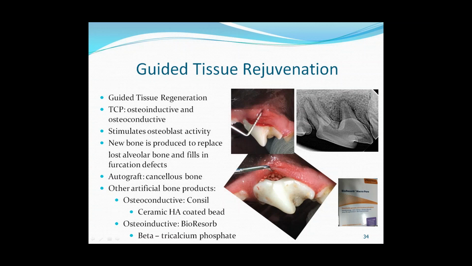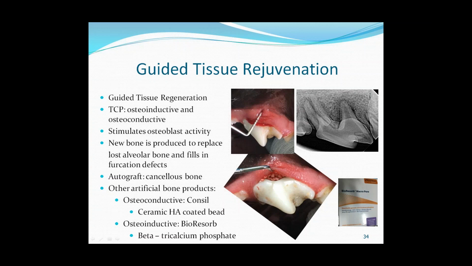So I use a product called BioResorb. It's a tricalcium phosphate product, and the advantage of that over the others is that it is osteoinductive and osteoconductive at the same time. Inductive means it actually stimulates the osteoblasts, so you get new bone forming by stimulation of osteoblasts. Osteoconductive means it just sits there as a matrix or as a lattice for new bone to grow through.